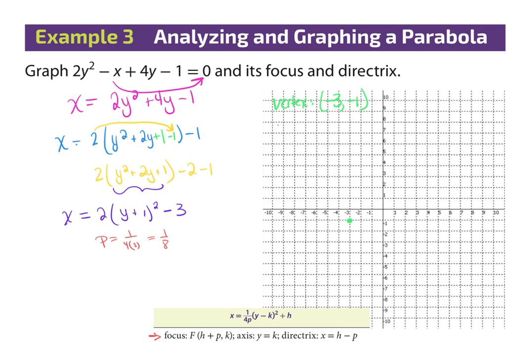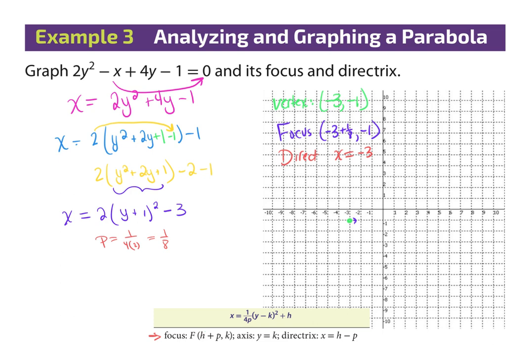My focus is going to be H plus P. My H is negative 3, so negative 3 plus 1/8. And then K, which is negative 1. So my focus is going to be negative 2 and 7/8-ish, negative 1. So it's going to be like right here, right on top of it. Right, there's my focus. All right. My directrix is going to be x equals h, my h being negative 3.